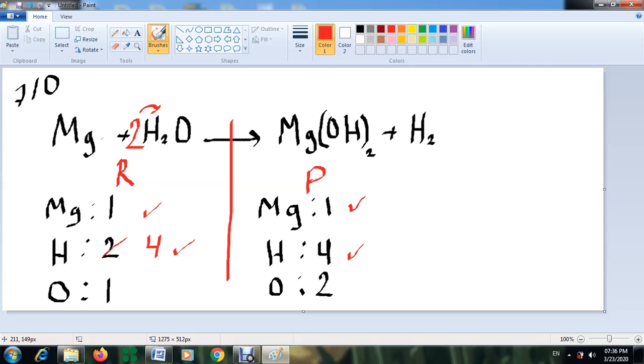This coefficient 2, when you put it in front of H2O, will make also oxygen, look, 2. So I have changed oxygen into 2 atoms. So for oxygen also it has been balanced. So this equation now is balanced.